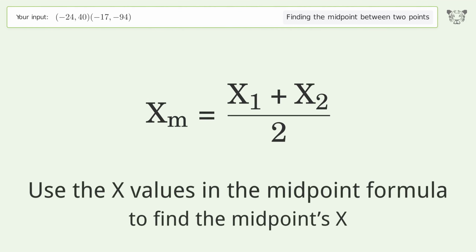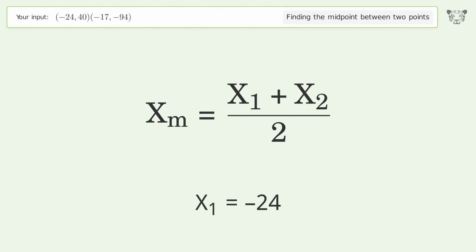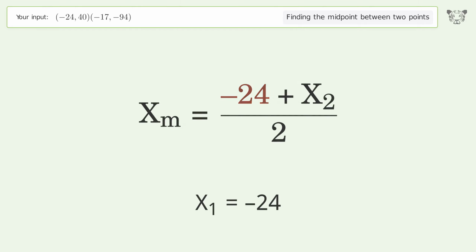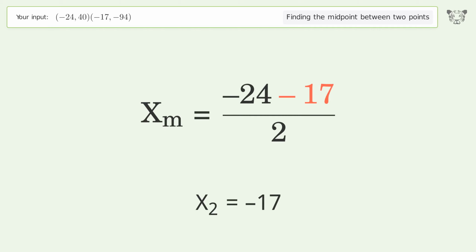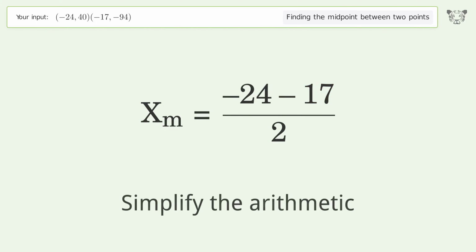Use the x values in the midpoint formula to find the midpoints x. x1 equals -24. x2 equals -17. Simplify the arithmetic.